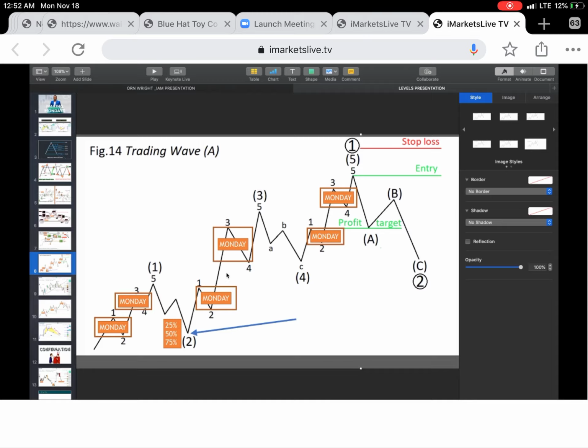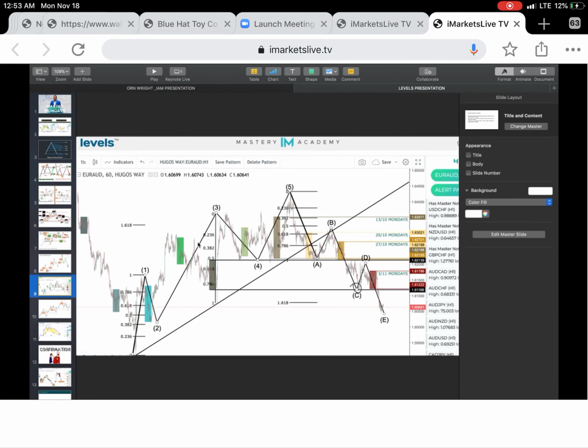Perfect. This stuff is beautiful. Market does the same thing over and over. Probably tomorrow I'll finish this up. I'll start halfway down to finish this up.